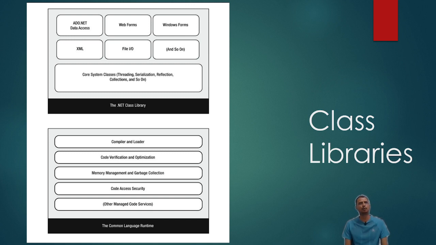Then file. Again, in a programming language you need to process files, that's IO, input output. And so on. So basically these are the different parts of .NET, you can say different verticals of .NET.